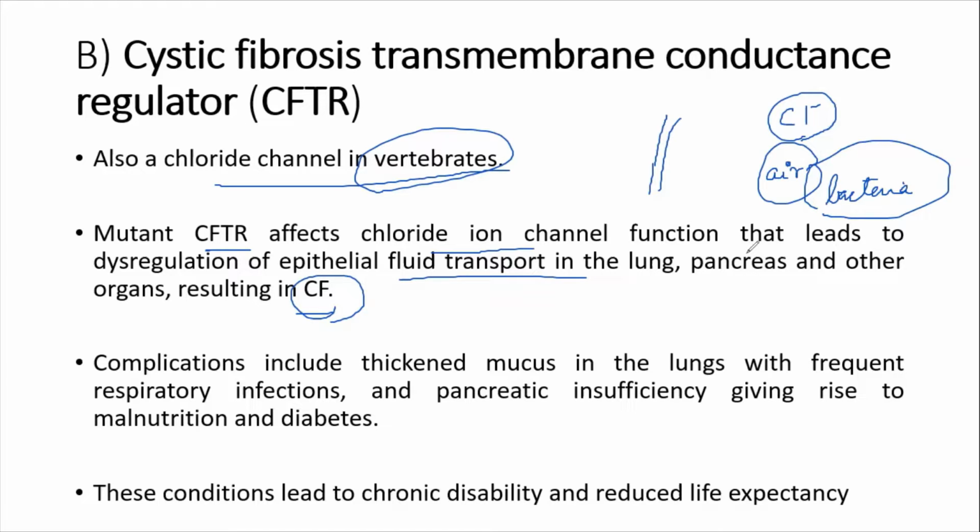The cilia there have the job of removing all these bacteria. But what happens? Because of the dysregulation of the chloride ion channel, the mucus gets thickened, the bacteria get attached onto it, and they start growing there. It is not able to remove those unwanted bacteria, and because of that, the airway becomes narrow and the patient has trouble breathing. These conditions lead to chronic disability and reduced life expectancy.